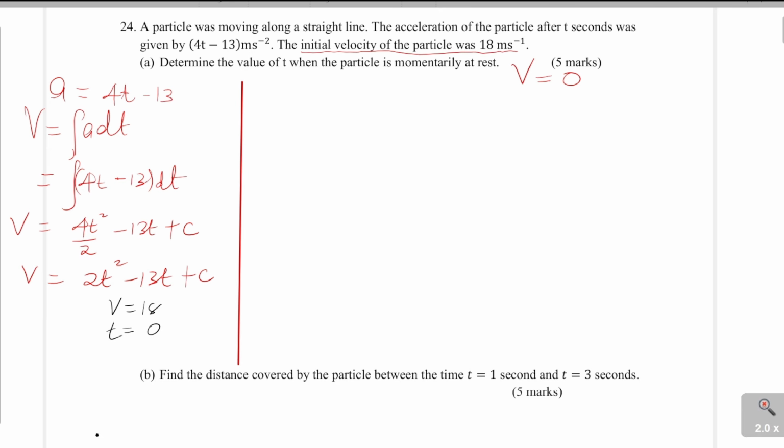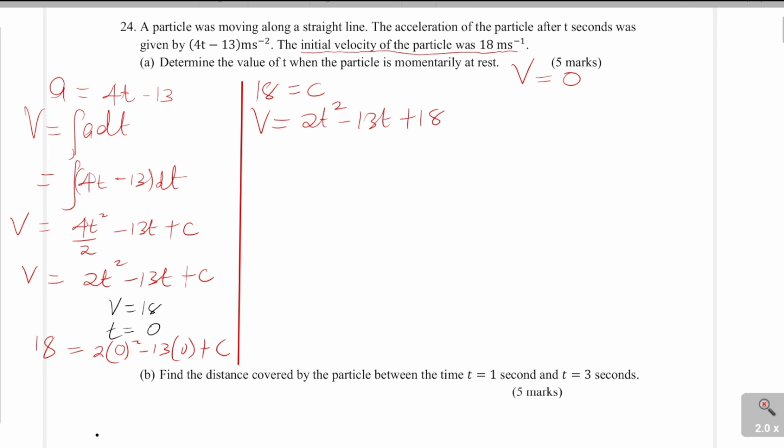So you just need to substitute it in this expression for velocity. So v is equal to 18 is equal to, substitute t with 0, that is 0 squared minus 13 times 0 plus c. This will give the constant of integration as c equals 18. So now the full expression for velocity will be v is equal to 2t squared minus 13t plus 18. So we have it there now.